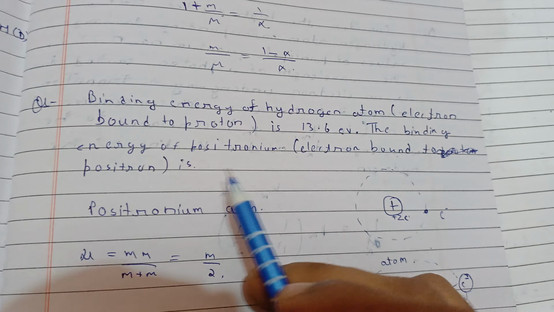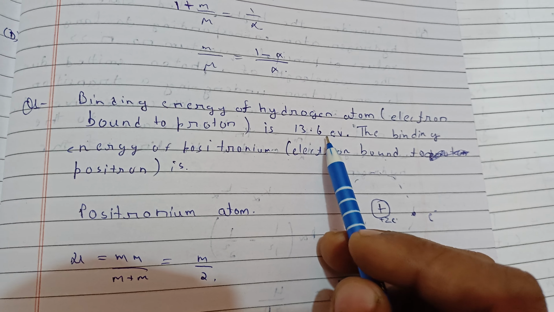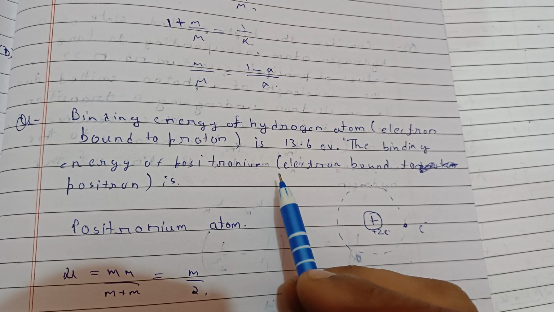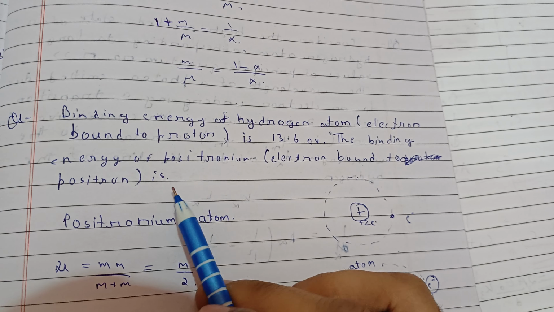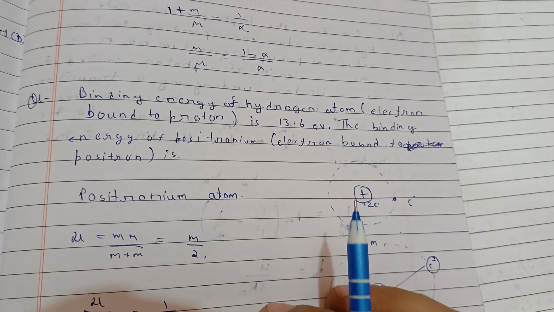Next is binding energy of hydrogen atom: the electron bound to a proton is given as 13.6 electron volts. So we already know this result. The binding energy of the positronium, the electron bound to a positron. So we need to find the binding energy for the positronium. So what is positronium?